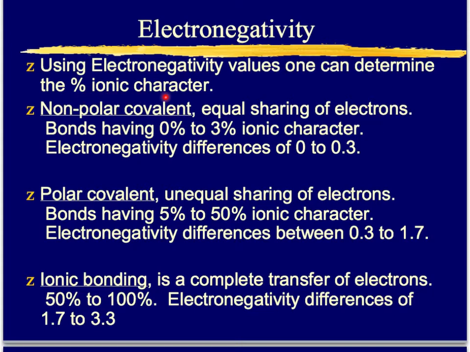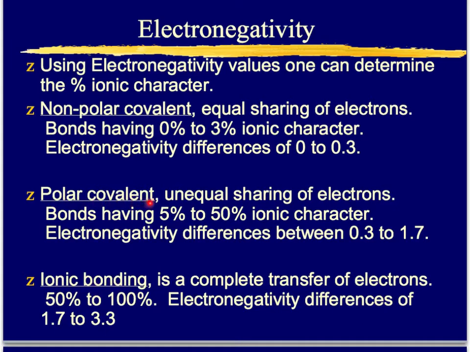And so depending on this percent ionic character, our bonds are going to be either nonpolar covalent, polar covalent, or ionic bonds. So if we have a nonpolar covalent, we have an equal sharing of electrons. So these bonds have a 0 to 3% ionic character, so that means it's very low ionic character. And one of the ways that we can calculate this is an electronegativity difference between 0 and 0.30. And if you look back on the back side of your periodic table that you're handed out in class, you have some of these electronegative values. So you can compare for yourself. Is it going to be a nonpolar, a polar, or an ionic bond?